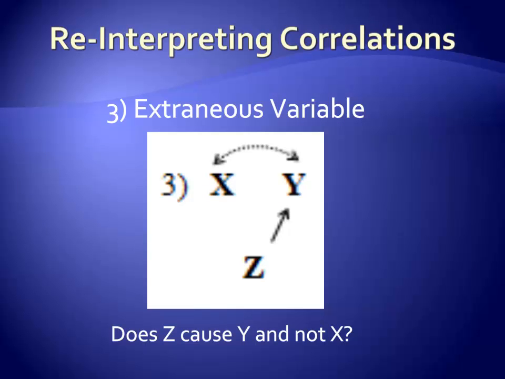A third way to reinterpret a correlation relates to the presence of an extraneous variable. This means that x and y are correlated because of a third variable, z, that causes y, but not x. The correlation between the two is therefore completely coincidental.